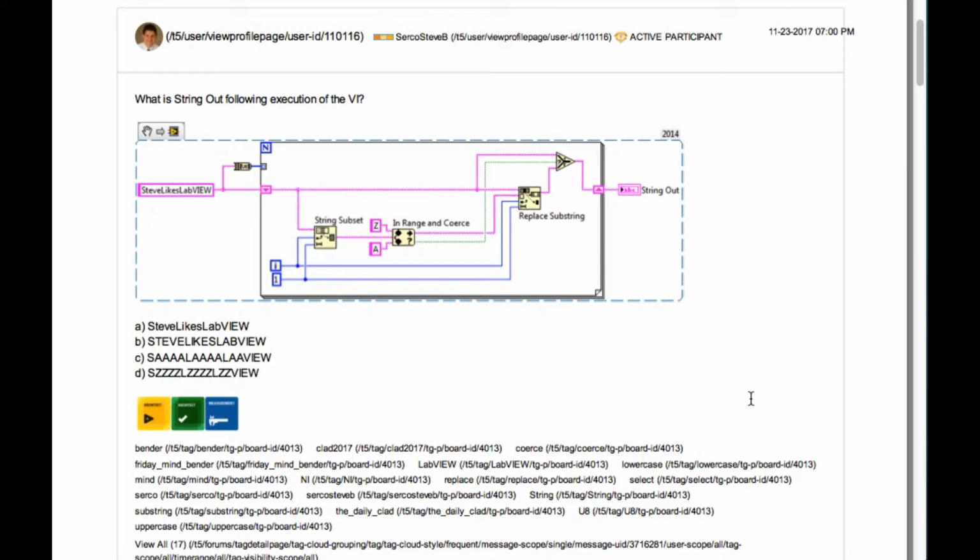Please pause, scroll, or mute if necessary to understand the problem and then resume when ready. Let us begin. So, what is the string out following execution of the VI?